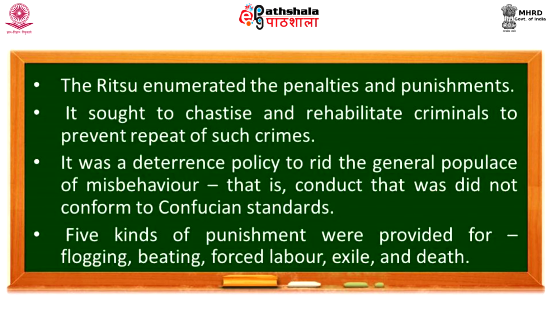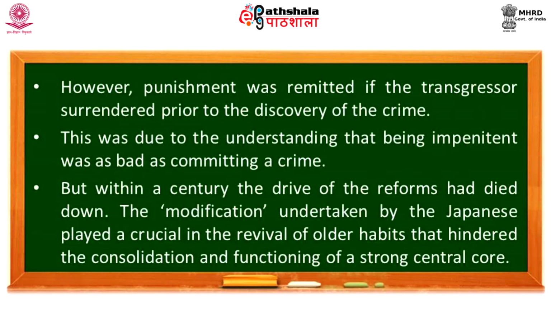5 kinds of punishment were provided for: flogging, beating, forced labor, exile, and death. However, punishment was remitted if the transgressor surrendered prior to the discovery of the crime. This was due to the understanding that being impertinent was as bad as committing a crime.